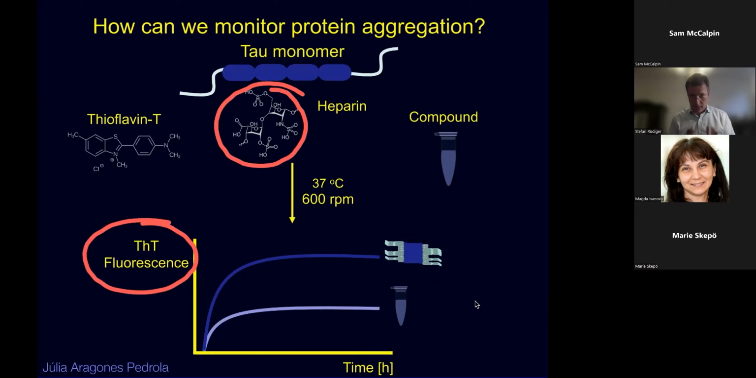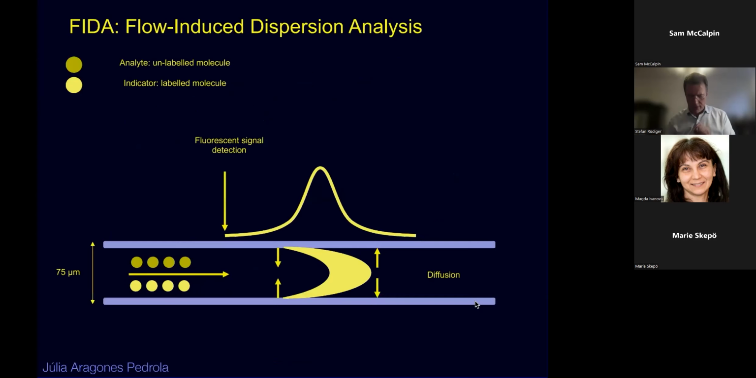Basically, it's a method for all sorts of aggregates, right? So you get an increase in fluorescence when the protein aggregates. Good. But now how can we monitor and quantify that at high resolution?